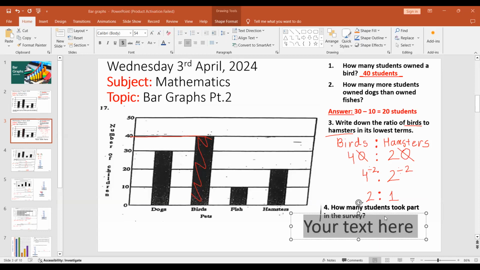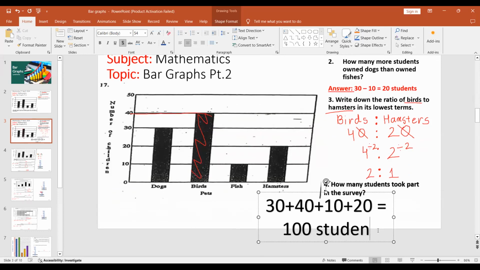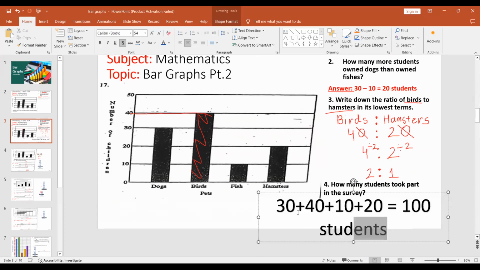All right, so it's going to be 30 plus 40 plus 10 plus 20. That's going to be what? 100. Very good. So it's 100 students took part in the survey. 100 students took part in the survey. Very good.